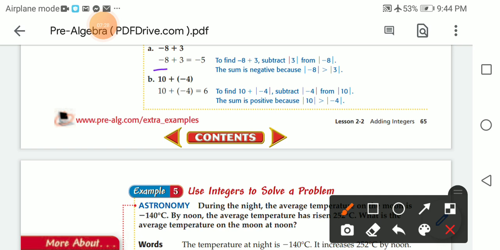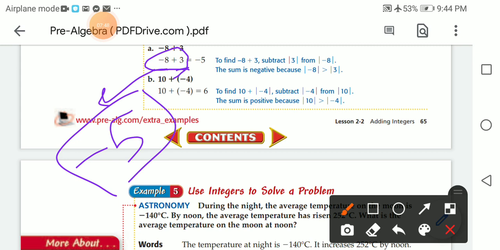This is a question: negative 8 plus 3. Make a simple subtraction. 8 minus 3 gives you 5, yes. Which sign do I follow? I have the greater digit, 8 or 3, 8. And 8 is negative or positive? Negative. So the answer is very easy, negative 5, right? Right, Marwan?